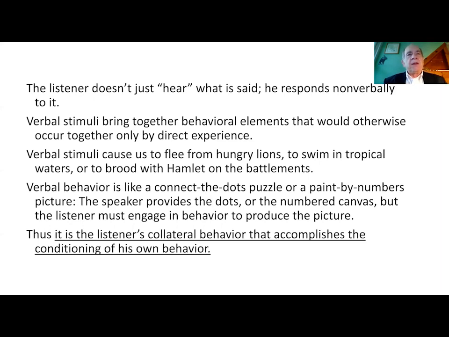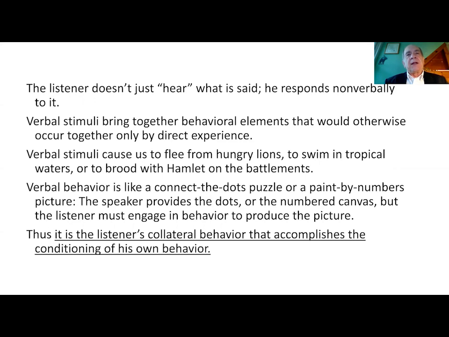Verbal stimuli cause us to flee from hungry lions, to swim in tropical waters, to brood with Hamlet on the battlements. That is, the verbal stimuli evoke in us the behavior, the imaginative behavior of running away or swimming or stalking the battlements. They aren't simply stimuli that come and go. They have these evocative effects.